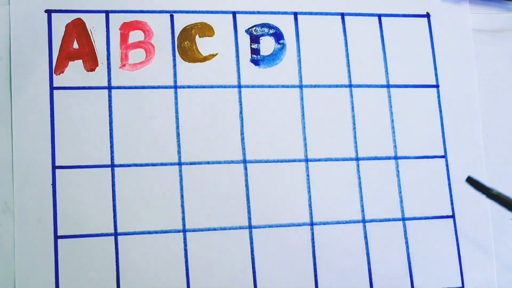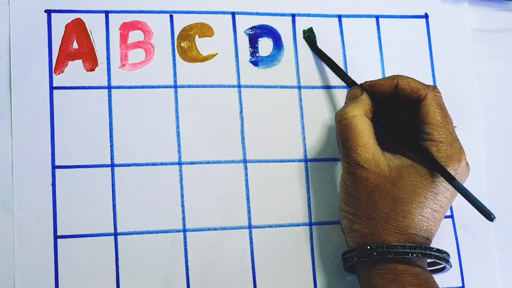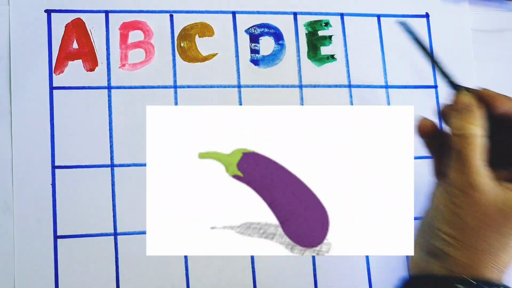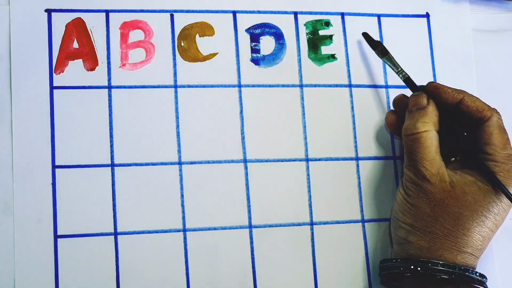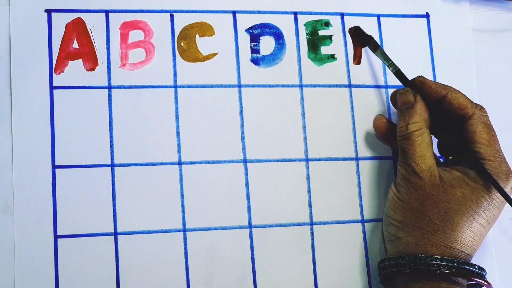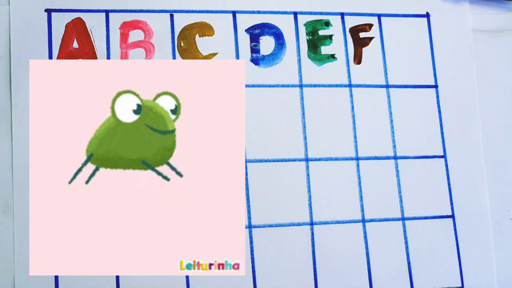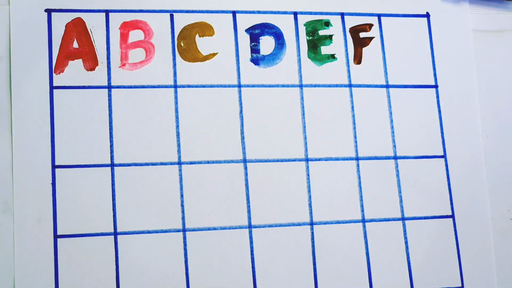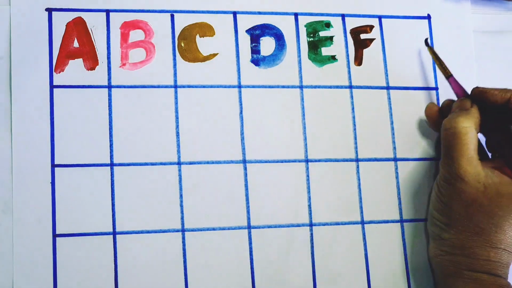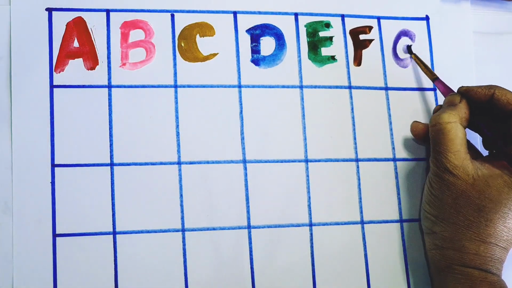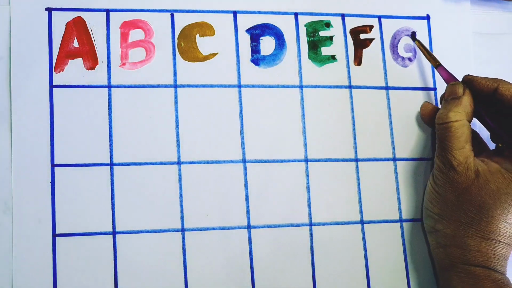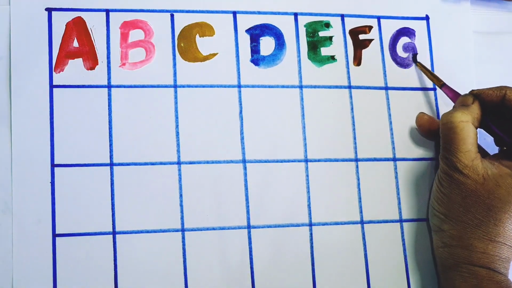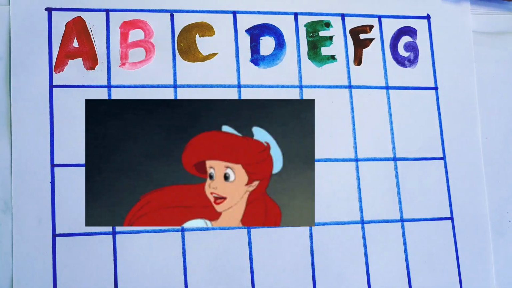Dark green color. E. E for eggplant. Brown color. F. F for frog. Purple color. G. G for girl.